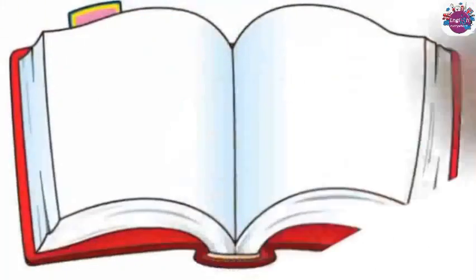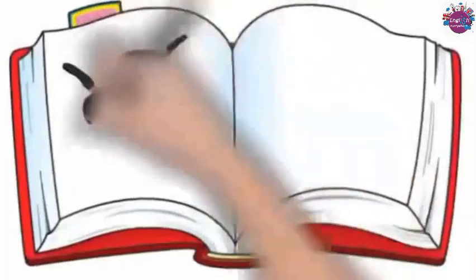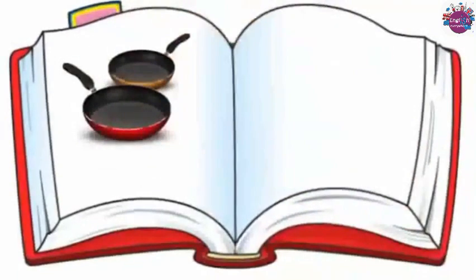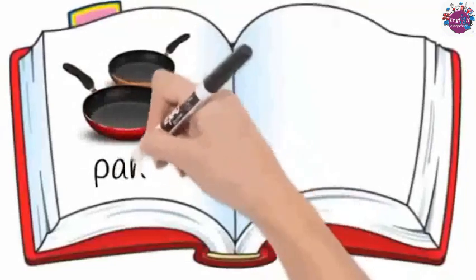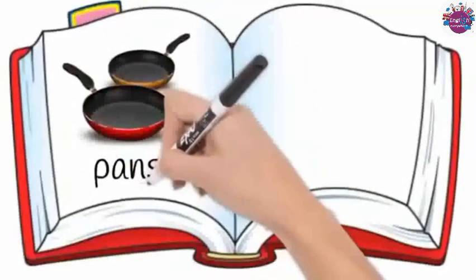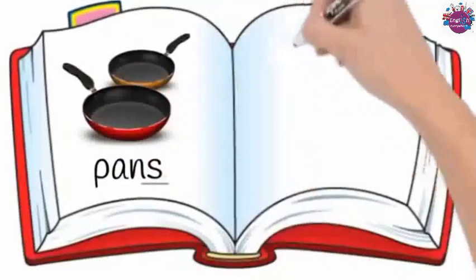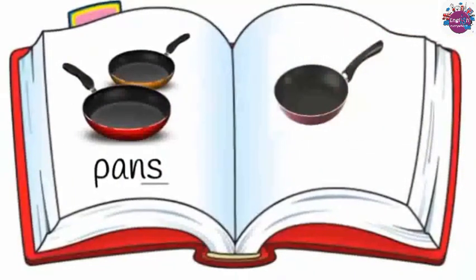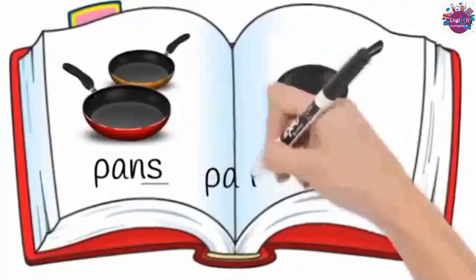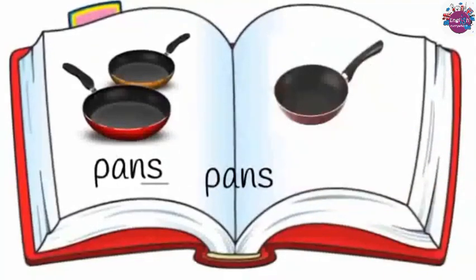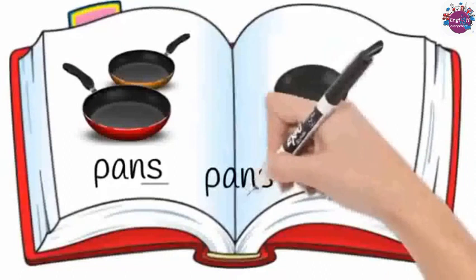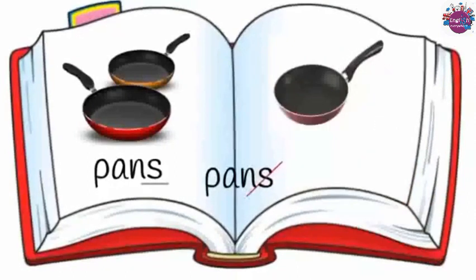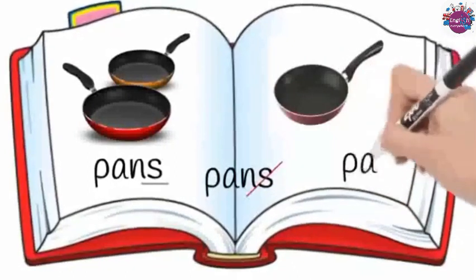Come on, let's see the other picture. It is a picture of pans. It is more than one, so we will say pans. We'll add the sound of S. Now this picture is a pan. So when we write pans, we write S. And when we remove S, it becomes pan. That means we're talking about one pan.